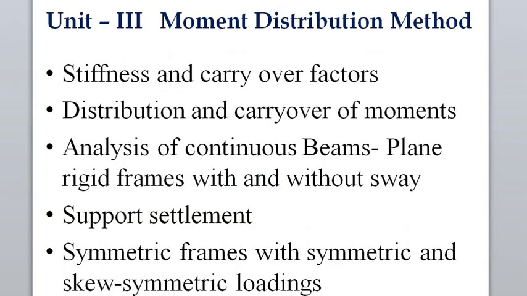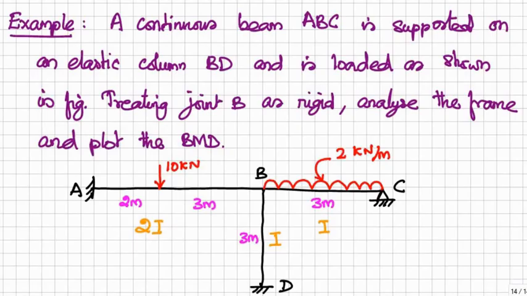In this lecture, we will learn how to analyze a continuous beam using the moment distribution method. This is the problem statement: a continuous beam ABC is supported on an elastic column BD and is loaded as shown in the figure. Treating joint B as rigid, analyze the frame and plot the BMD.